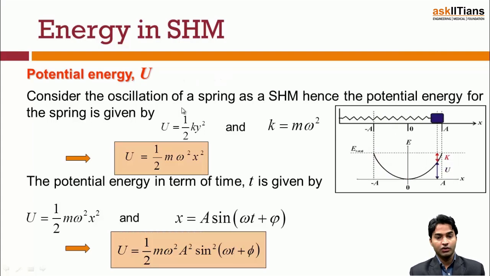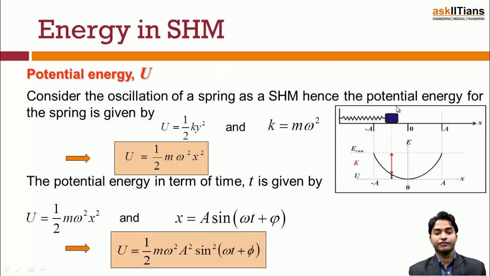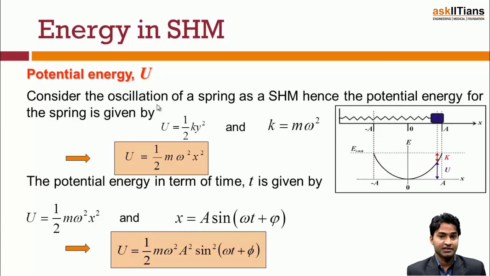If we consider an oscillatory system having SHM, we must know the potential energy of the system. What is potential energy? Potential energy is the energy associated with the position of any system. In the case of a spring, it is elastic potential energy. In case of gravitation, it is gravitational potential energy. In case of any mechanical system, it is mechanical potential energy.